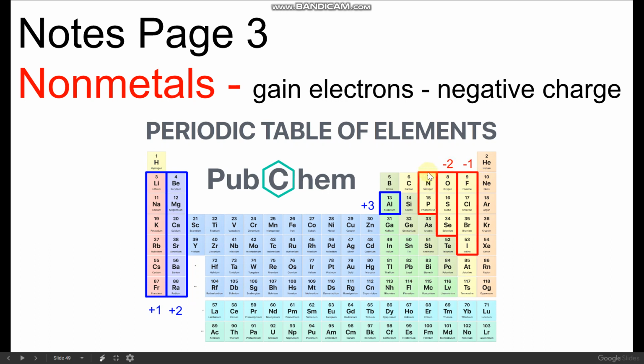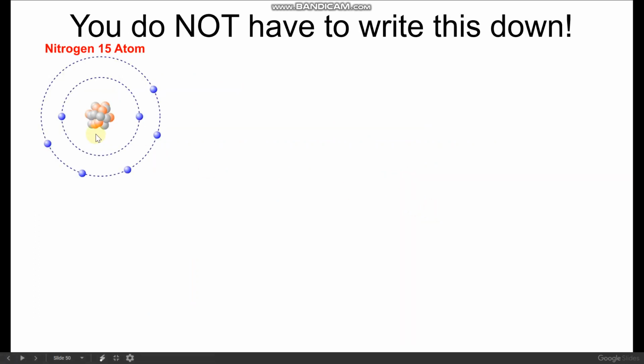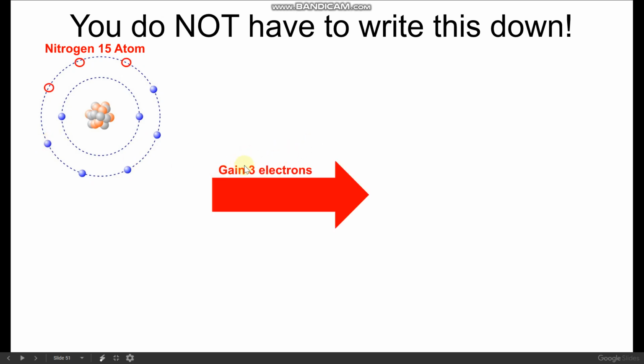So you can probably guess what this row is going to be, but let's just take a look real quick. So we've got our nitrogen atom. It has 7 total electrons over in here. And for valence, it has 1, 2, 3, 4, 5 electrons. We want to get up to 8. So how many electrons will we need to gain to get up to 8? Well, 5 plus 3 equals 8, so it's going to gain 3 electrons. So 1, 2, 3.